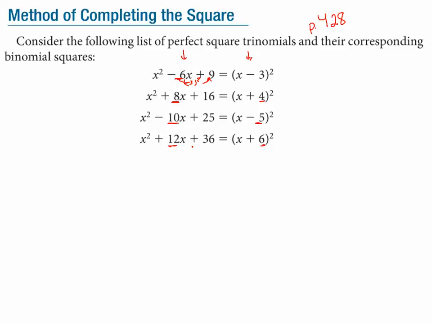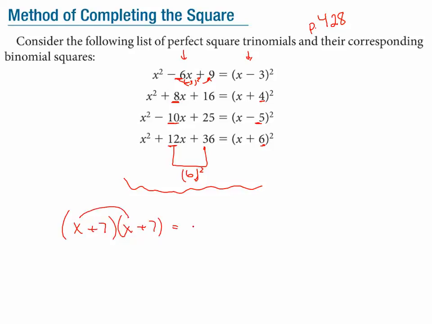You got it. So the relationship from here to here is that you take half of 12, which is 6. You square it, becomes your 36. Okay, that's one way to explain it. Another way to explain it is this whole concept right here. Let me just do x plus 7 squared as an example.